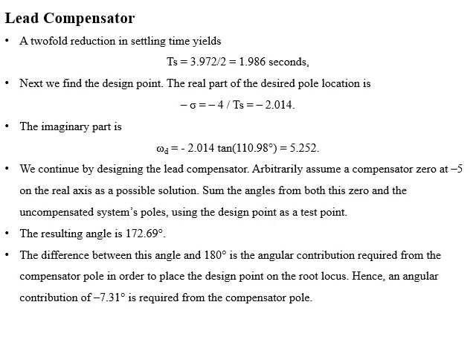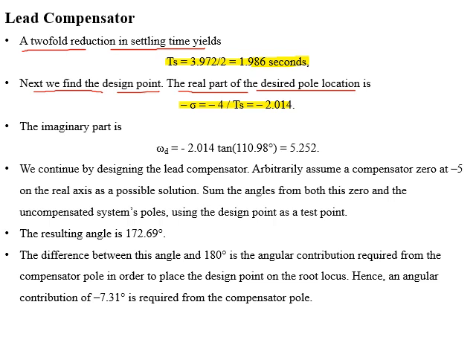Now we will find the required settling time and location of the dominant pair of poles. We require a two-fold reduction in settling time, so our new settling time will be about 1.986 seconds. Now we will find the design point for this settling time. Using the relation of settling time, the real part of the design point will be equal to minus sigma, which in turn is equal to 4 divided by settling time, or minus 2.014.